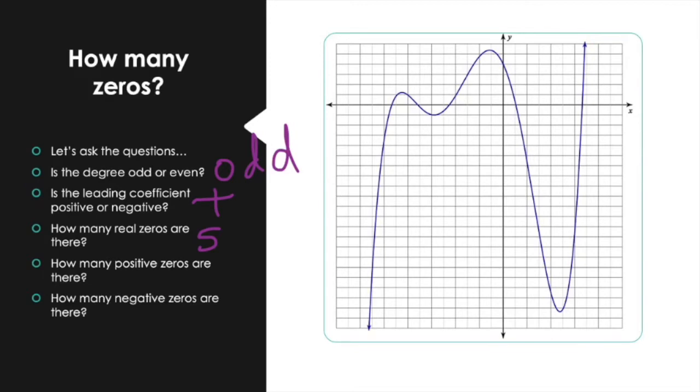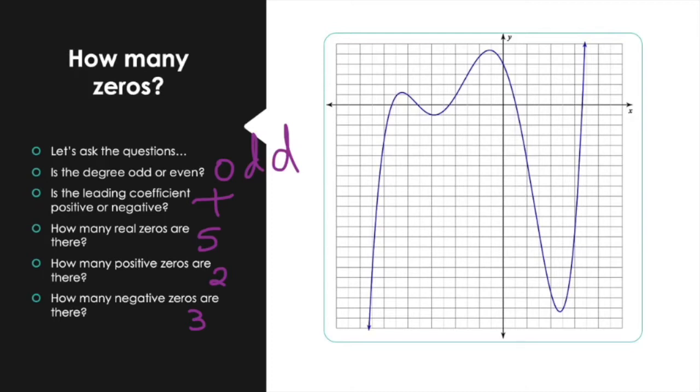How many positive zeros are there? The positives are on this right side of the x-axis. There are 2. And how many negatives are there? That's on this side of the x-axis, and there's 1, 2, 3. So there are 2 positives and 3 negatives.